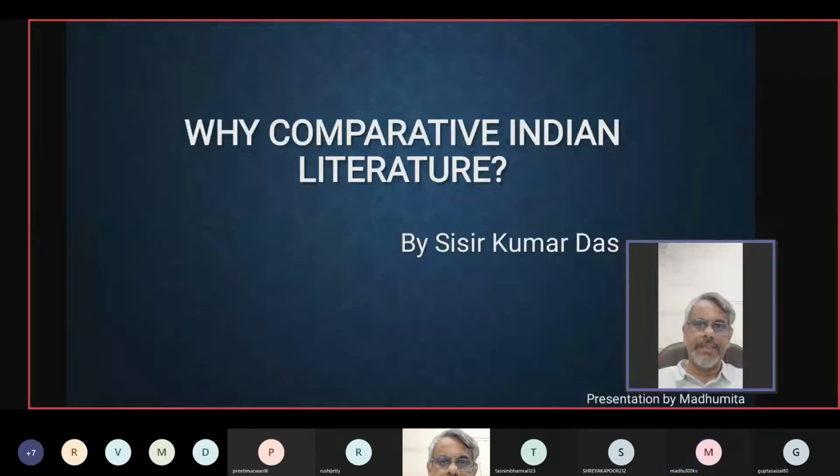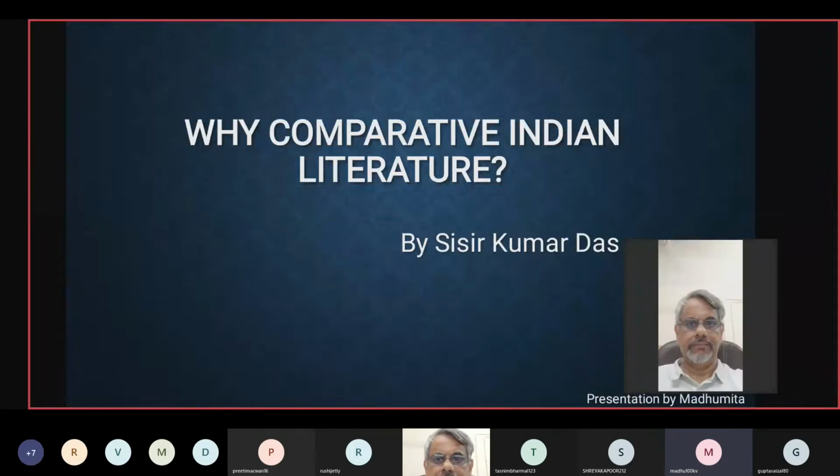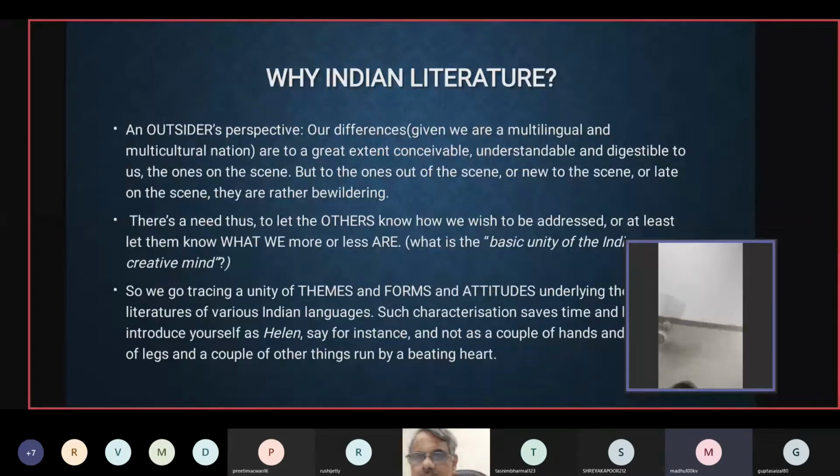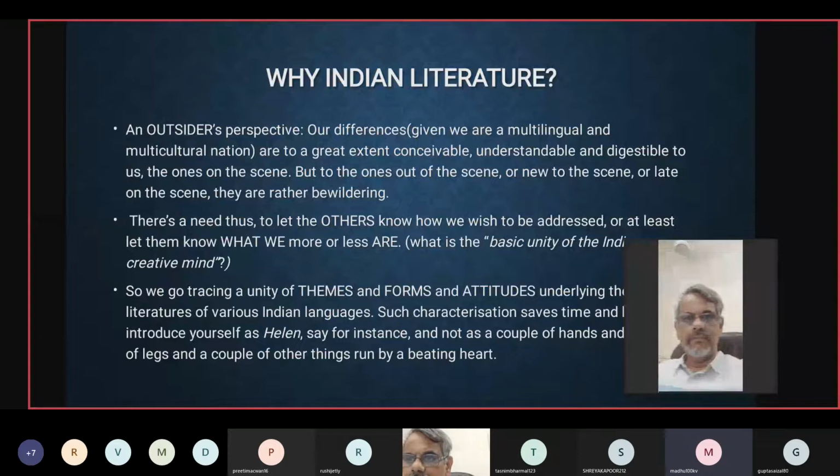Why Comparative Indian Literature by Sisir Kumar Das. He begins the essay with another question: why Indian literature? So we have many literatures in India, but why is there a need for an Indian literature? A very simplistic answer would be that if we were the only one in the whole world, we'd probably not even need a name, or there won't be a need to define ourselves. But when there is another person and there are other eyes looking at us, at that time there comes a need to let them know what we more or less are.